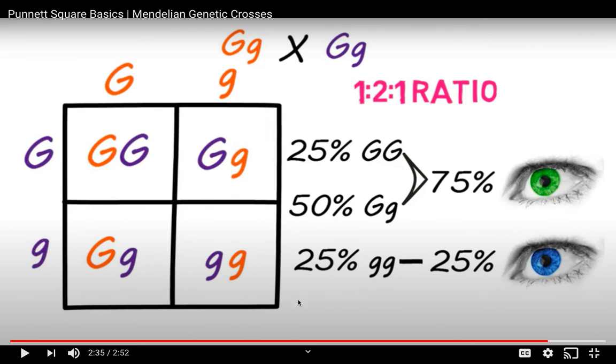Then if we look at our 25%, well, they got that from 1 out of these 4 squares has no capital G, no dominant trait, so it will be recessive, meaning 1 out of 4, 25%, will have blue eyes.